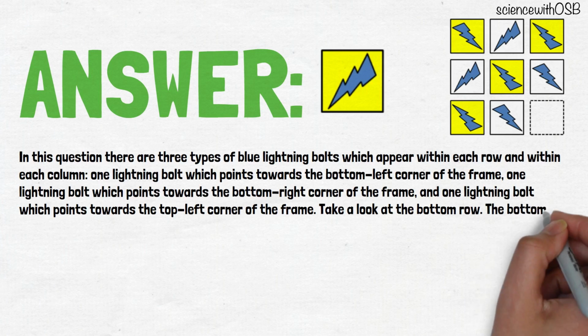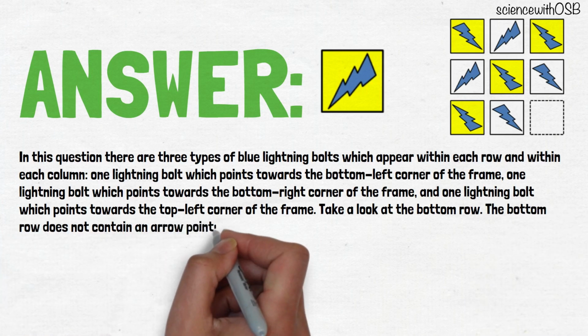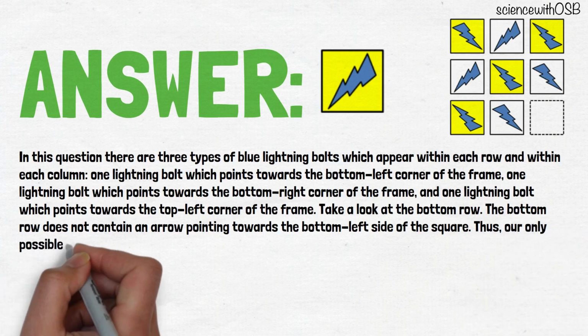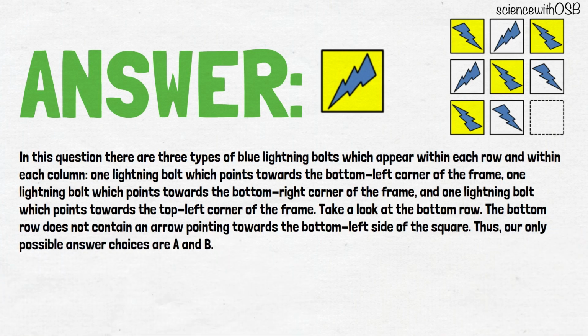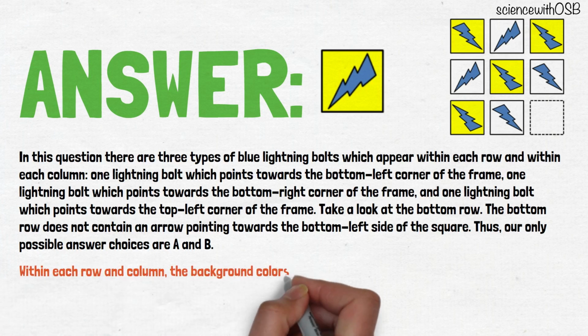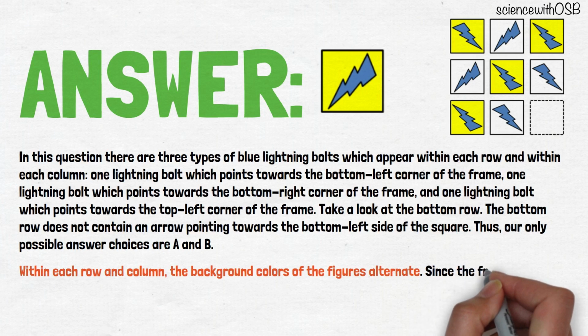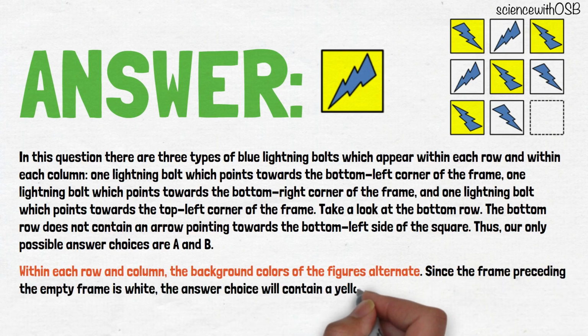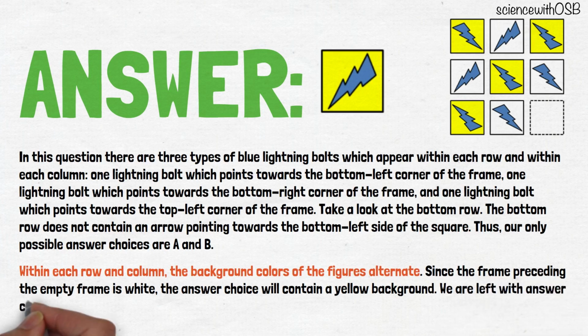Take a look at the bottom row. The bottom row does not contain an arrow pointing towards the bottom left side of the square. Thus, our only possible answer choices are A and B. Within each row and column, the background colors of the figures alternate. Since the frame preceding the empty frame is white, the answer choice will contain a yellow background, and we are left with the answer choice B.